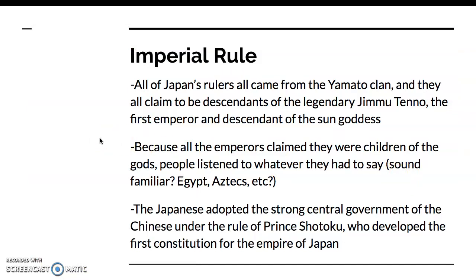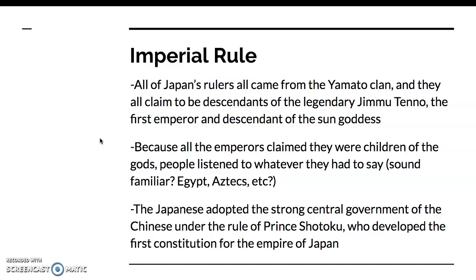Imperial rule. All Japanese rulers from this time period came from the Yamato clan, and they all claim to be descendants of the legendary Jimmu Tenno, the first emperor and an apparent descendant of the sun goddess. Now, Jimmu Tenno was probably a real person, probably not really descended from a sun god or goddess. Because all emperors claim to be the children of the gods, some sort of demigod at least, people listen to whatever they had to say. Sound familiar? Egypt, the Aztecs.